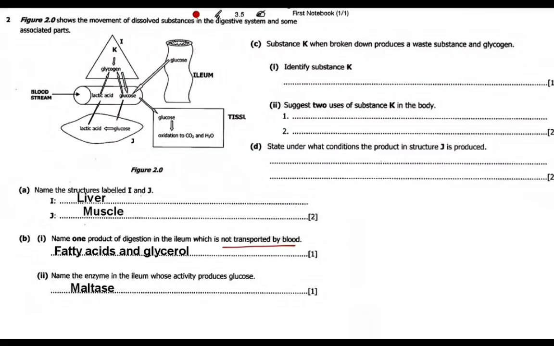Question C says substance K, when broken down, produces a waste substance and glycogen. Identify substance K, of which we already identified what substance K is. Substance K happens to be glucose. Suggest two uses of substance K in the body. What are the uses of glucose in the body? One, glucose is used for energy. That's the primary use of glucose in the body. It provides the body with energy.